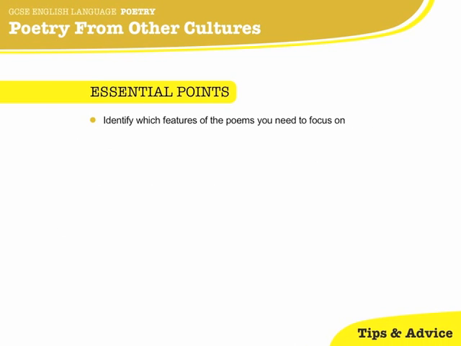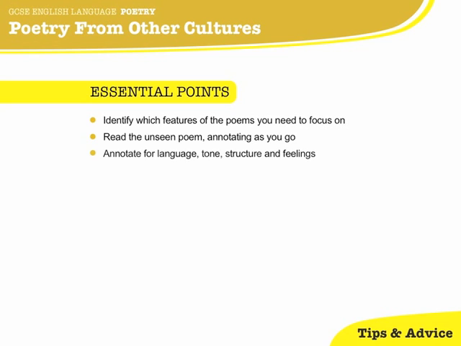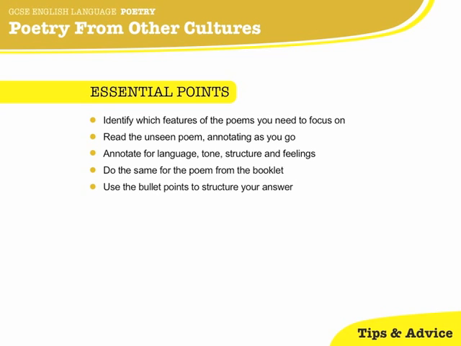First, identify which features of the poem you need to focus on, and the question will clearly state these. Read the unseen poem, annotating as you go. Annotate for language, tone, structure and feelings. Do the same for the poem from the booklet. Use the bullet points to structure your answer. Give a full analysis of the unseen poem and a thorough comparison of both poems.